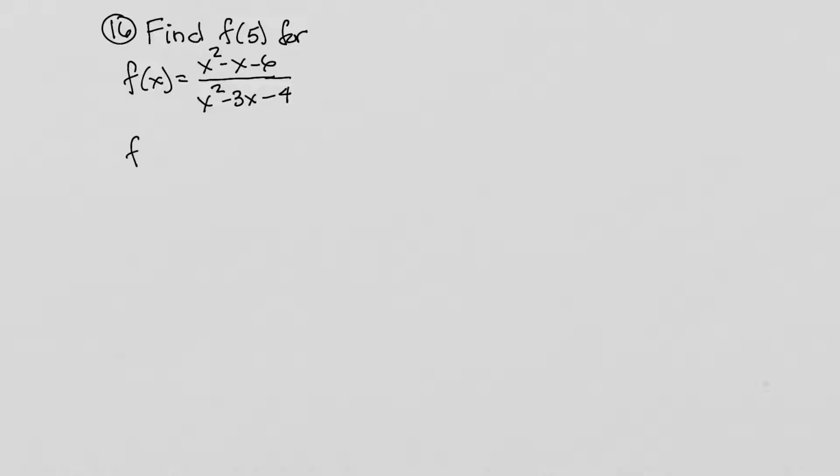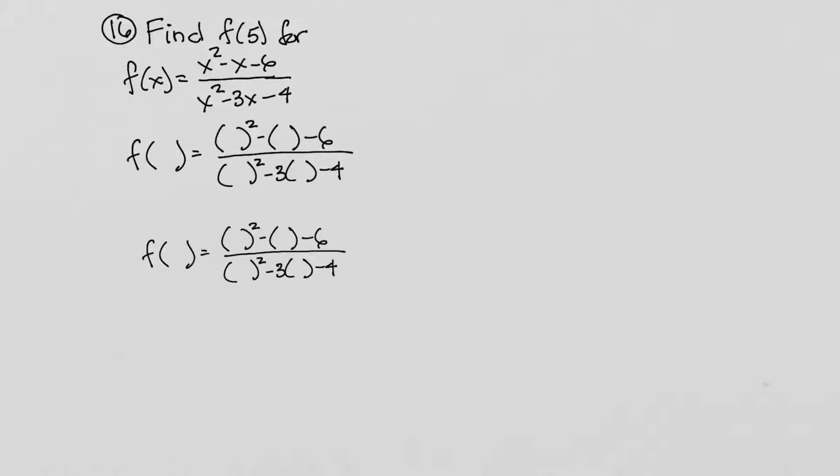So I'm going to write f parentheses equals this fraction here. It'll be parentheses squared minus parentheses minus 6, over something squared minus 3 times something minus 4. Now, into these parentheses, that's where our x's were, we're going to put in a 5. So I just redrew this whole thing right down here. So let's put in a 5 every place. I'll put a 5 here, a 5 here, a 5 here, a 5 here, and a 5 here.